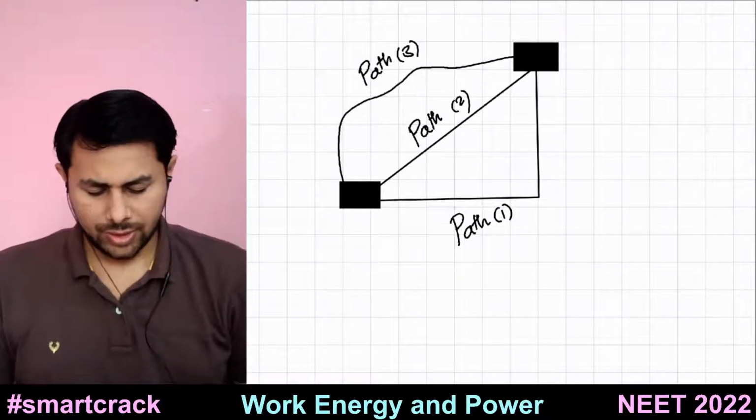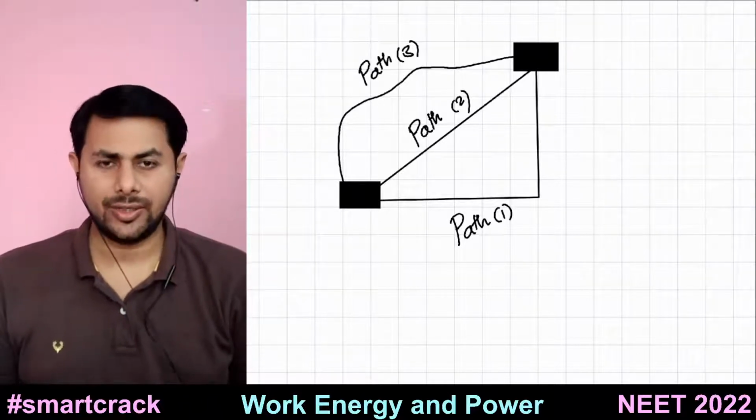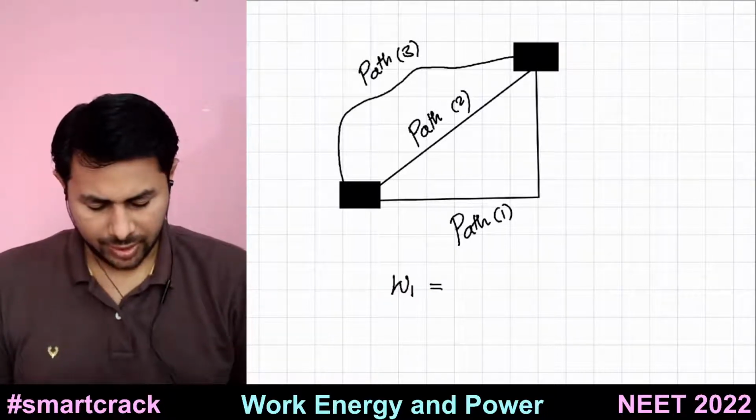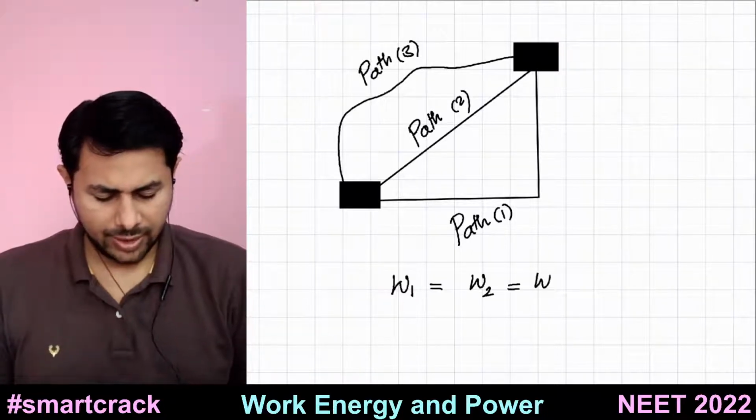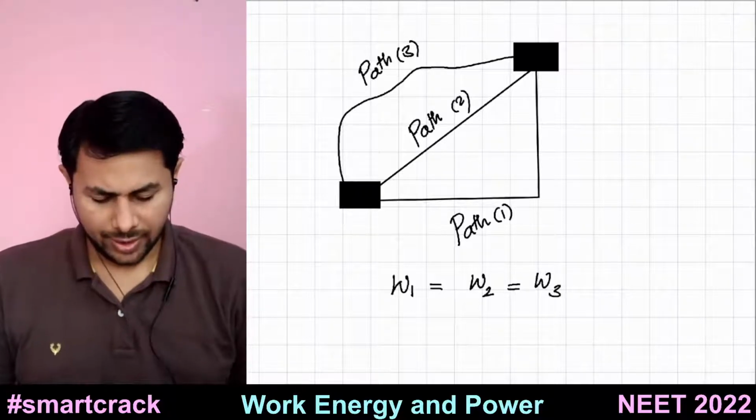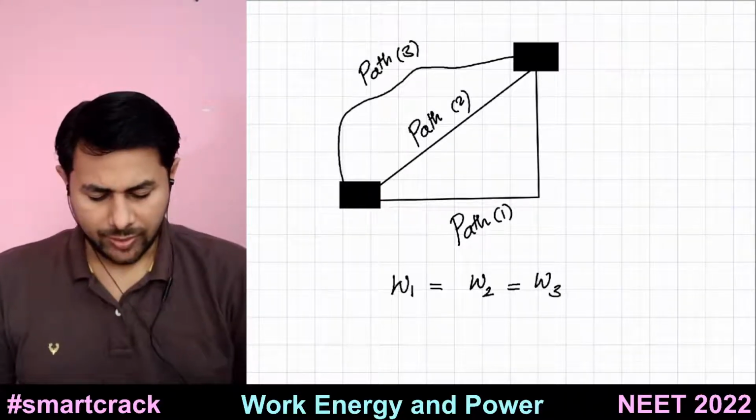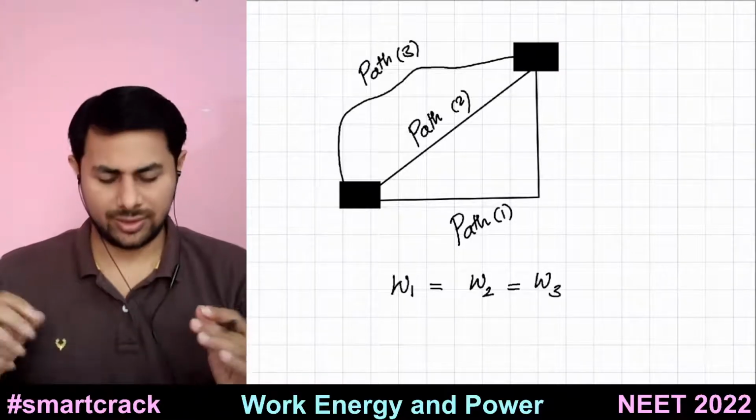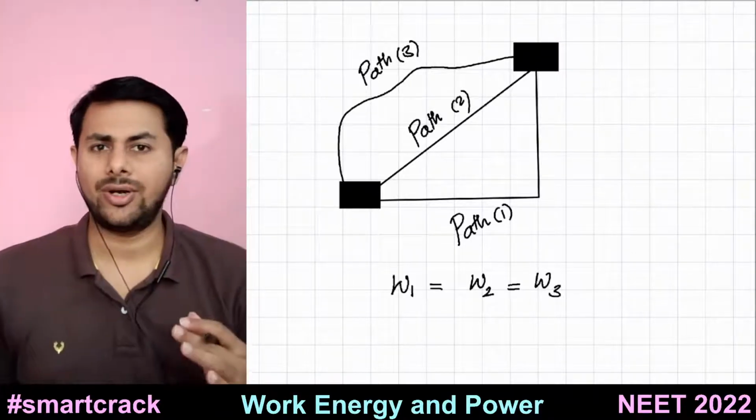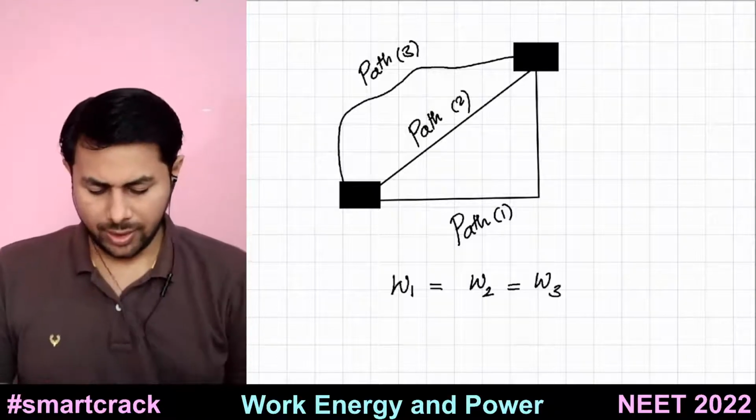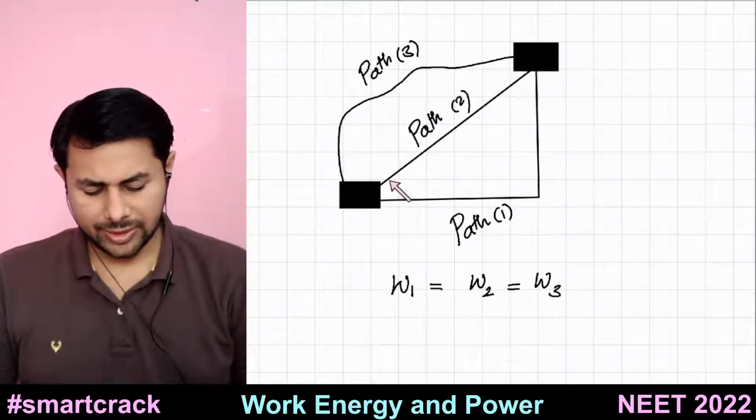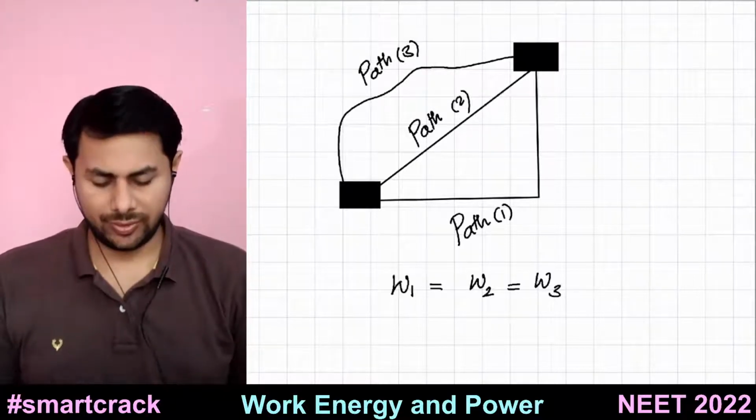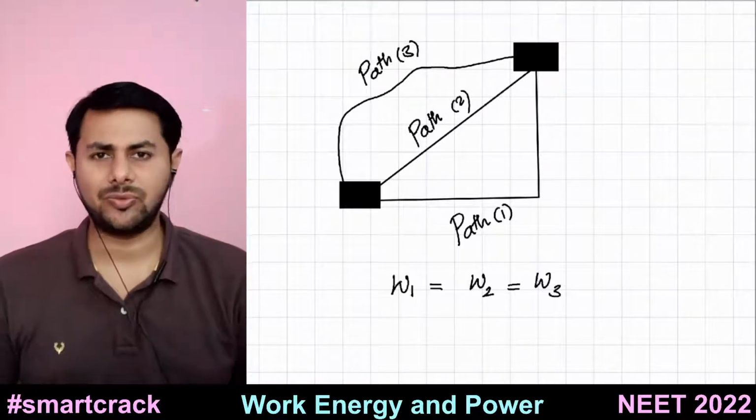So the work done against gravity along path 1 is suppose W1, along path 2 is W2, and along path 3 is W3. To move this block from here to here against the gravitational force, the work that has to be done will be equal along all paths. So work done along path 1 equals work done along path 2 equals work done along path 3. Then we call that force a conservative force.